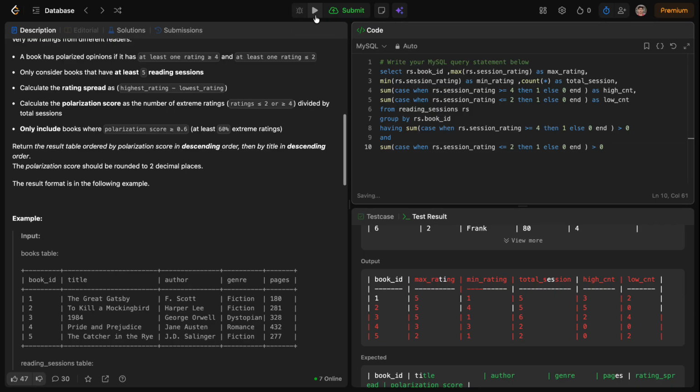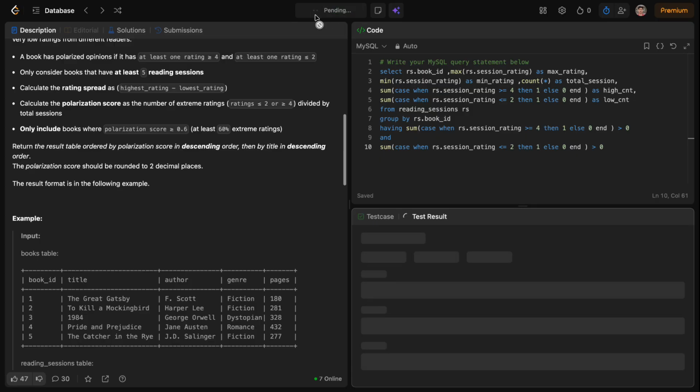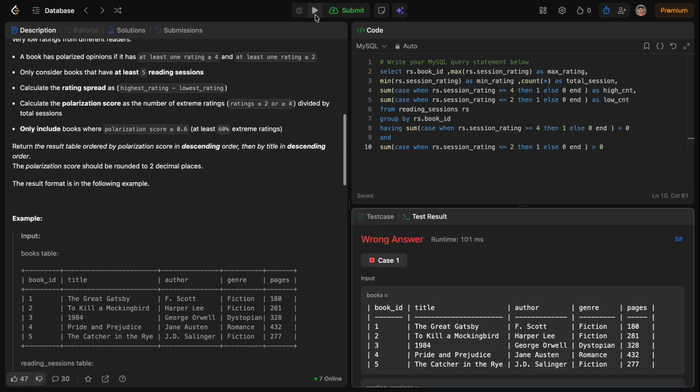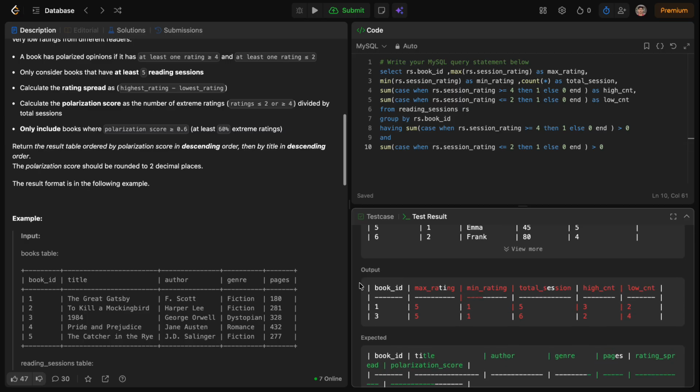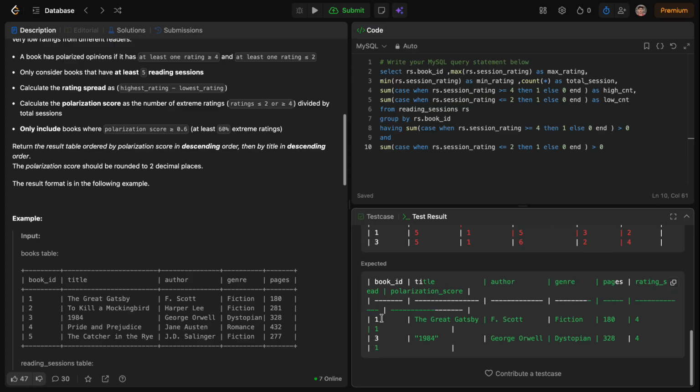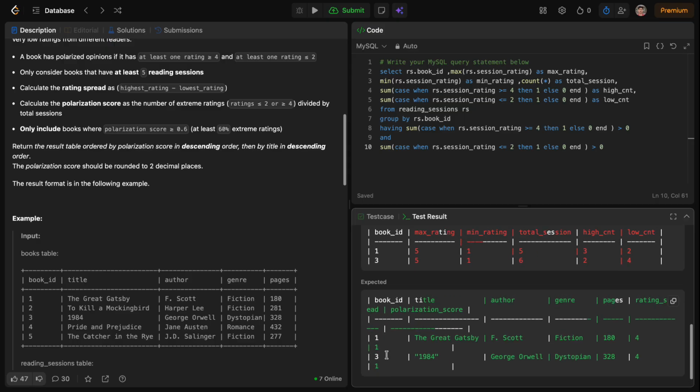Now run this. Perfect, it returns only two book IDs, 1 and 3, and as you see in the output, the book IDs are correct. Now we have to fetch the title, author, genre, pages, rating spread and the polarization score. We did all the aggregation here.